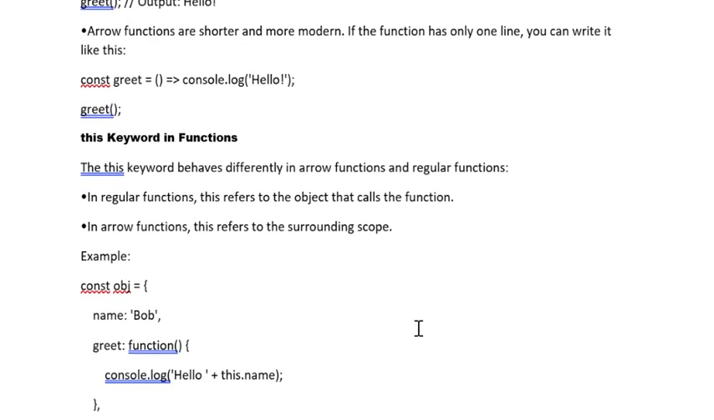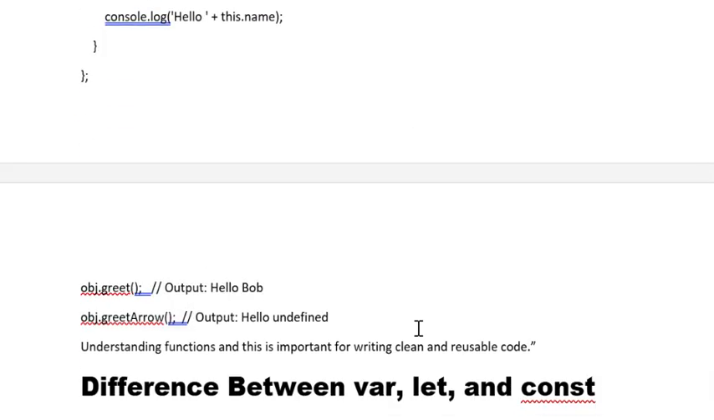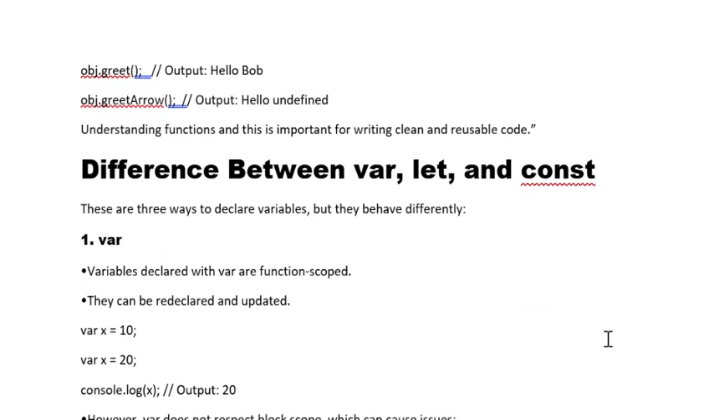And the this keyword in functions. The this keyword behaves differently in arrow functions and regular functions. In regular functions, this refers to the object that calls the function, and in arrow functions, this refers to the surrounding scope. And there's a given example here. You can check it out for better understanding. Understanding functions and the this keyword is important for writing clean and reusable code.